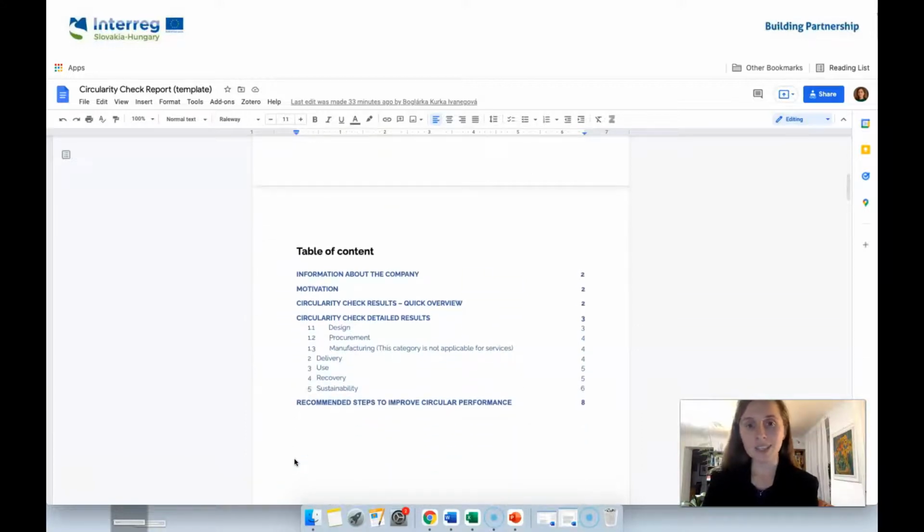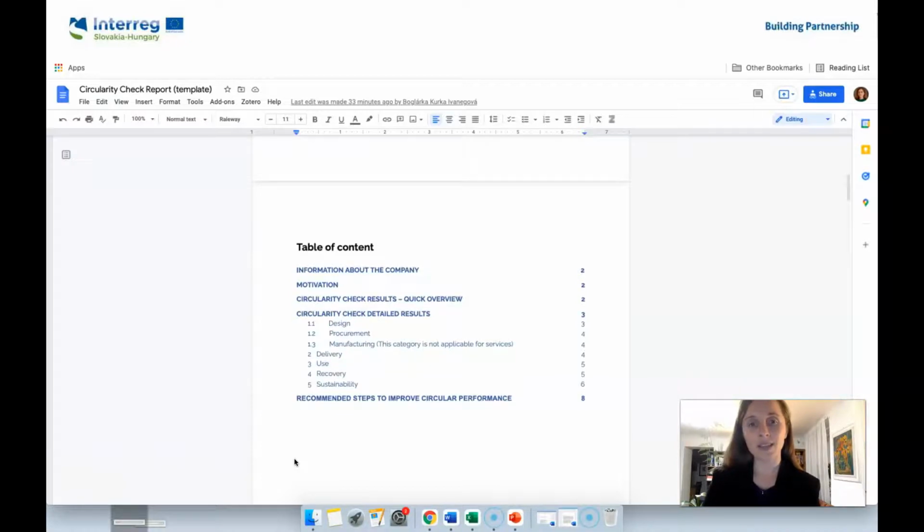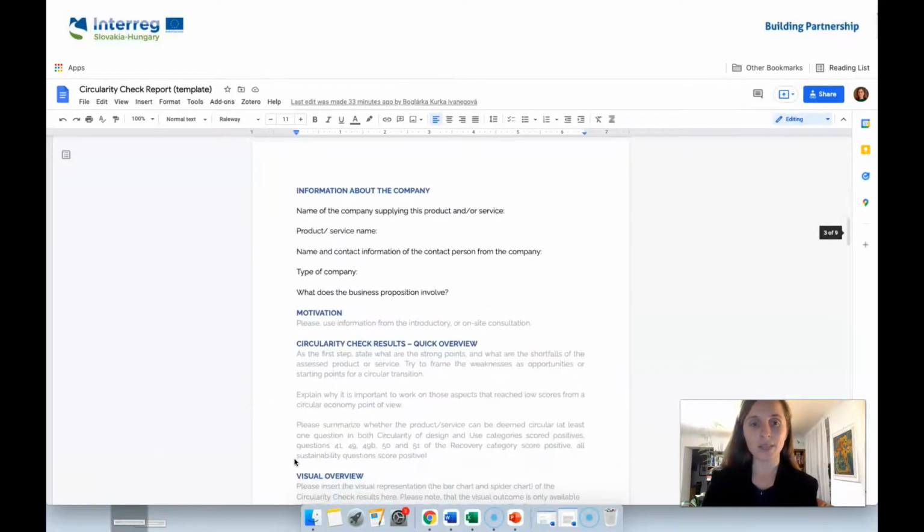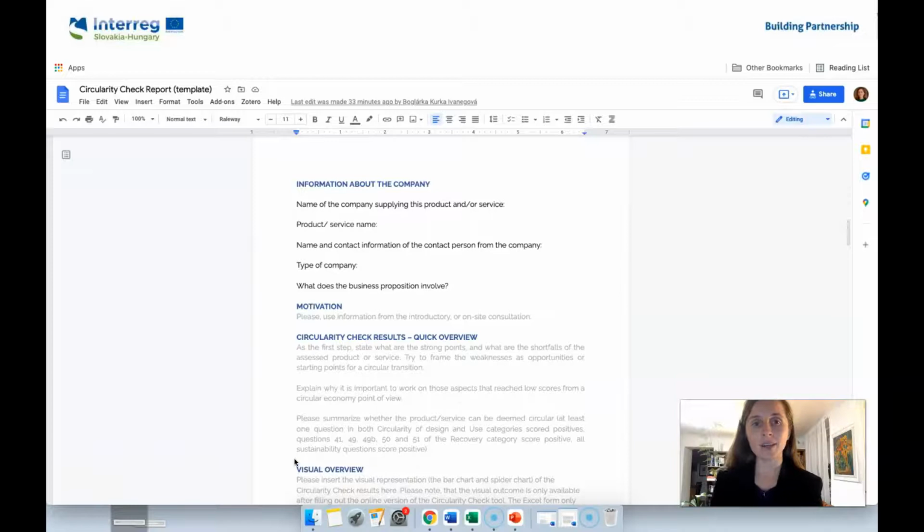So this table of contents is basically providing you the general outline of the report. The very first is, again, a provision of the basic information regarding the company. So again, the name of the product and the service, contact information for the person that you were interacting with from your customer company, the type of company, and also a quick description of what the business proposition involves.